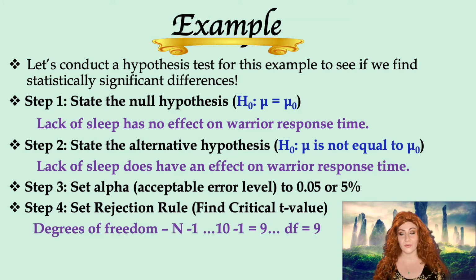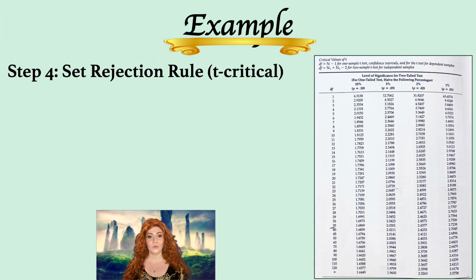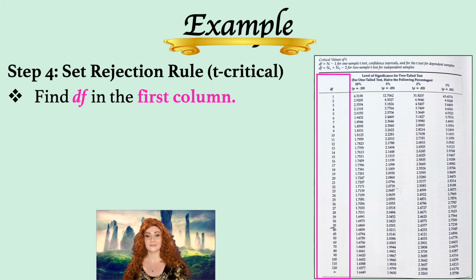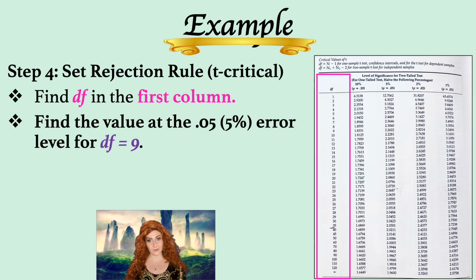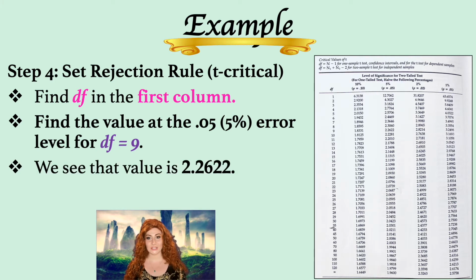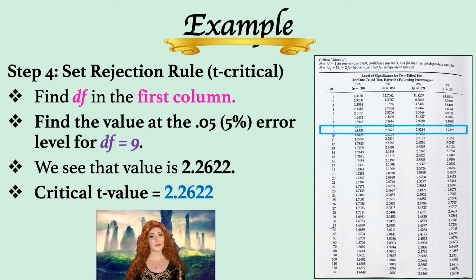So remember, the thing that we need to do there is calculate degrees of freedom, which are equal to n minus 1. We were told that we had 10 warriors in our sample. 10 minus 1 gives us 9. So now we go to our chart, and in the first column, we find degrees of freedom of 9. After that, we need to slide our finger to the right to the 5% error level because our alpha was set to 5. And we find that that value is 2.2622. So 2.2622 is our critical value.